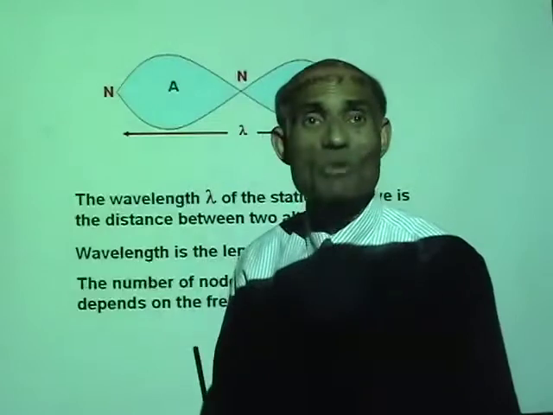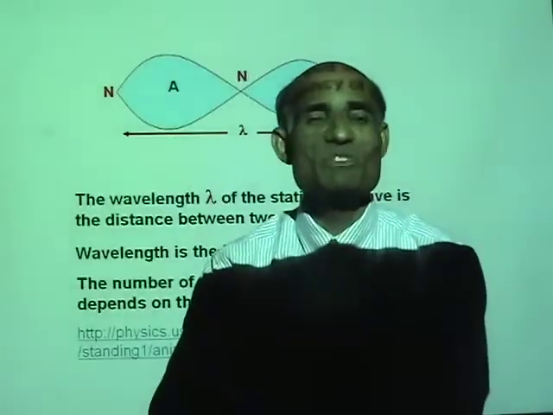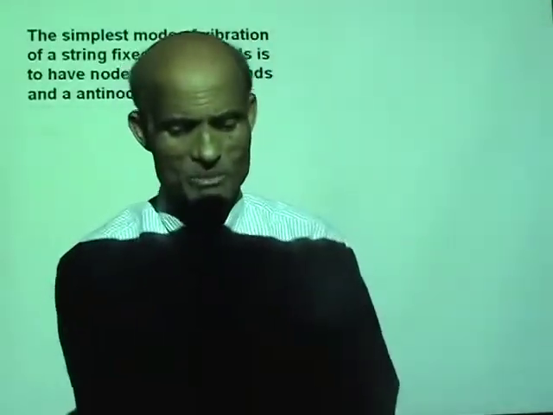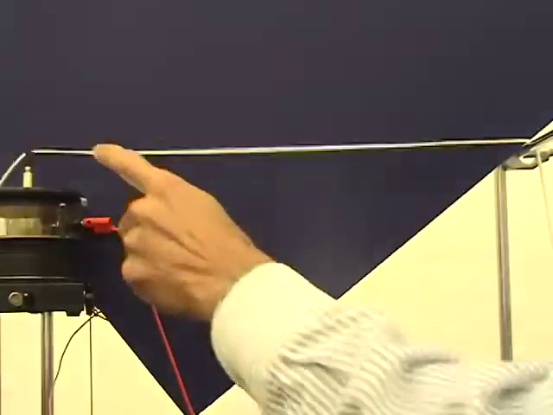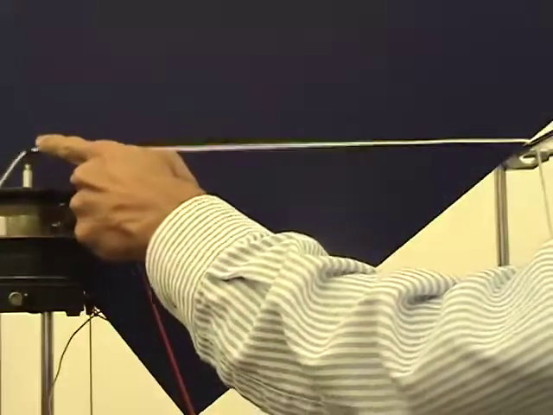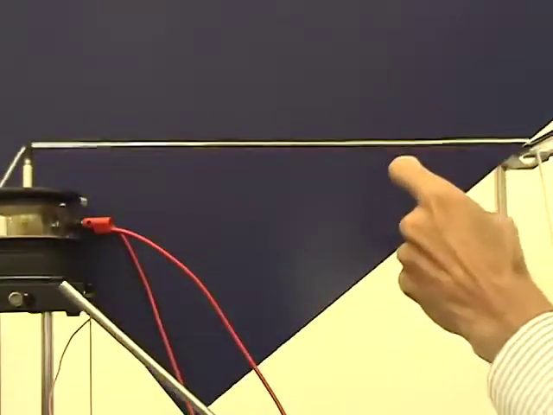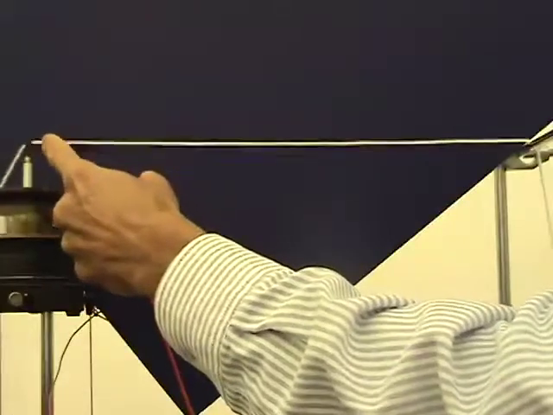Well, I think I'm going to demonstrate that to you. I will show that to you in a demonstration a little later. Alright, let's see if I can demonstrate that to you. I have now a string stretched between the mechanical vibrator and the fixed end. You can see the string vibrating. The mechanical vibrator vibrates up and down.